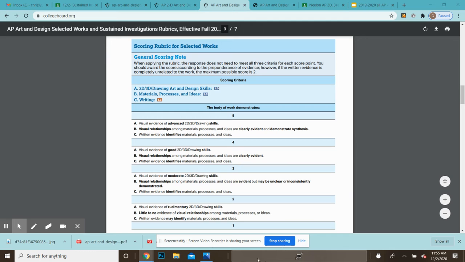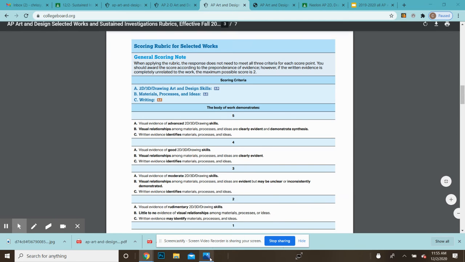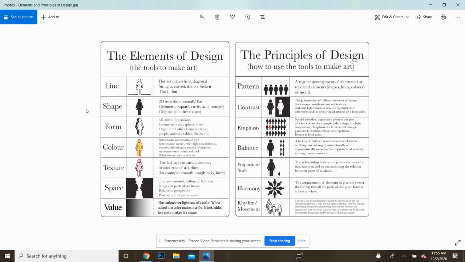I have pulled up this and I attached it to your lesson for today. These are the elements and the principles of design. The elements of design are the tools that are used to make art: line, shape, form, color, texture, space, and value. So when you're talking about your art, how you created it, you might want to use these words.